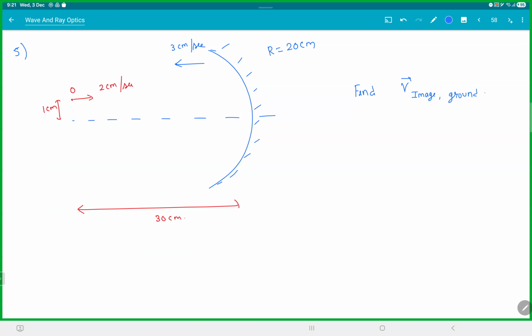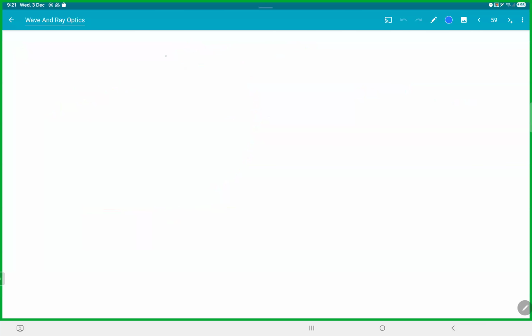Let's see. Let me show you the deadly one. So first thing, if a mirror or a lens moves, stop it. That is the first thing you need to understand. Something is moving, stop that thing. Once you stop that, life becomes a little easy because you have to deal with only one thing moving.